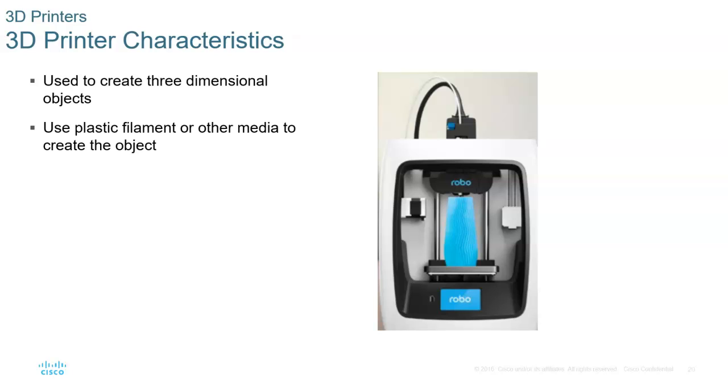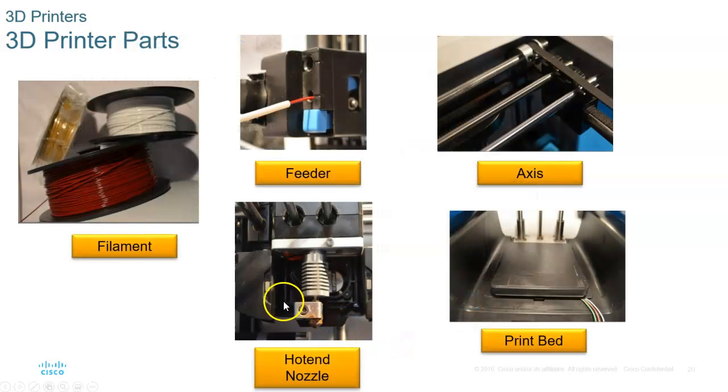Traditionally, machines cut or drilled pieces out of raw material to create the object. But now it's done in layers or small bits. And so that's 3D printing. I'm not exactly sure what this object is that they're printing. As far as parts, filament is the material that's used to create the object.